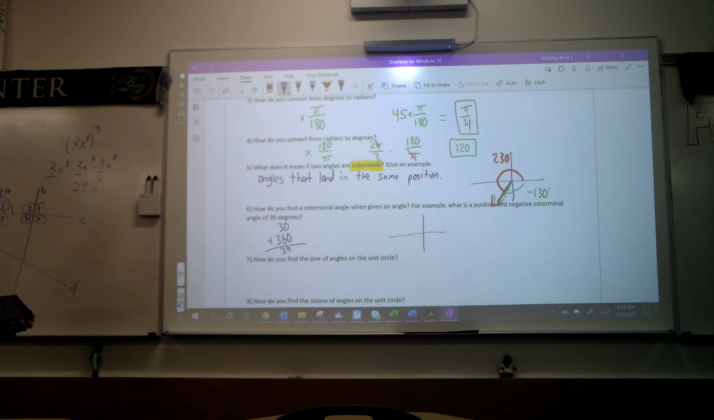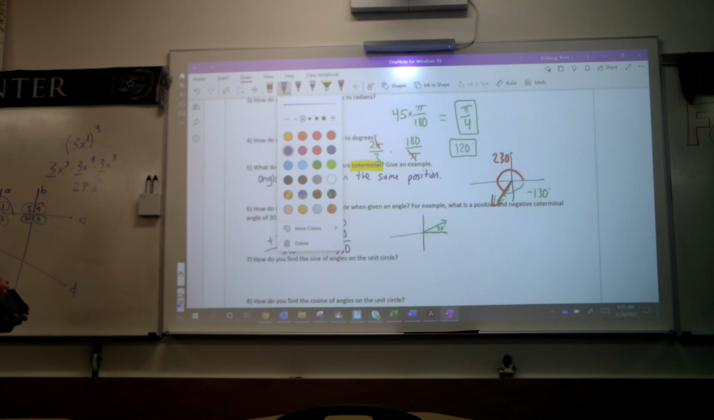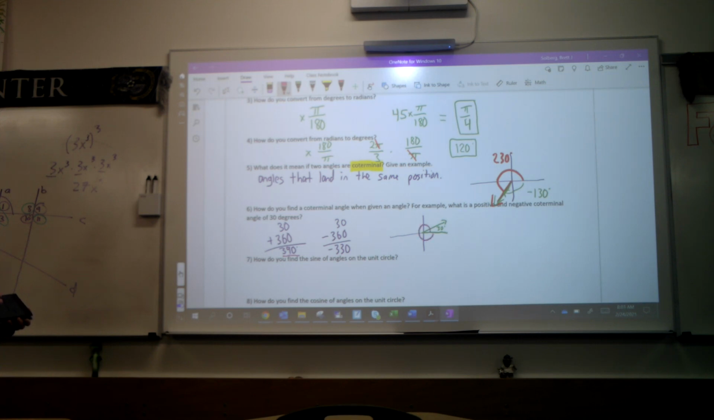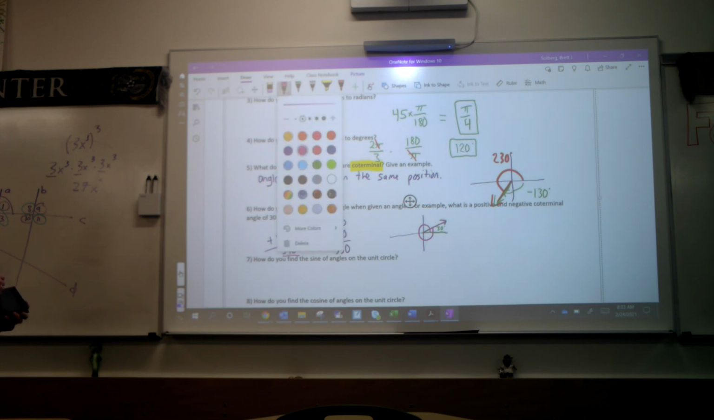So 30 plus 360 is 390. 30 minus 360 is negative 330. Okay, let's check that out. If I were to graph 30 degrees, which quadrant is that in? Here's 30 degrees. Now, if I were to then do 390, I'm going to go around 360 and then do 30, and look, it lands at the same spot. So are they coterminal? Yes, sir, they are.